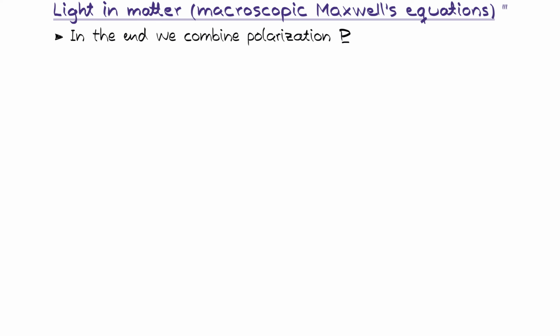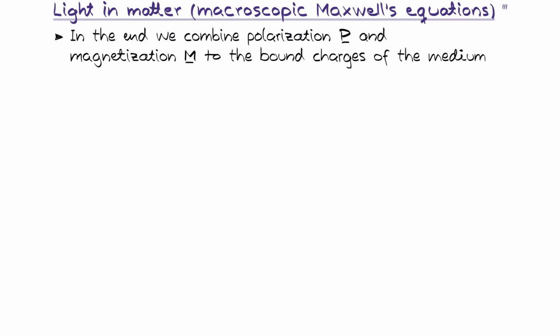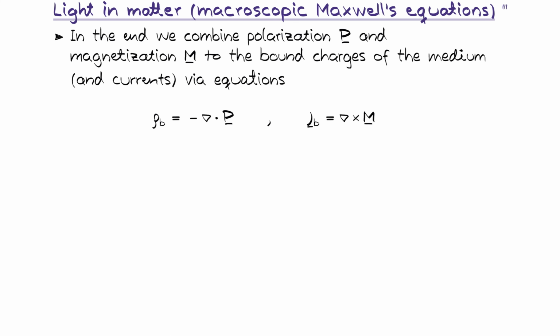Now, what we are left with in our equations is that we need to somehow combine polarization P and the magnetization M with bound charges associated with the medium and bound currents. And this we can do by using equations, so that we write the bound charges rho B, that will be minus divergence of the polarization P, and then the bound currents JB are equal to curl of magnetization plus the partial time derivative of the polarization P.